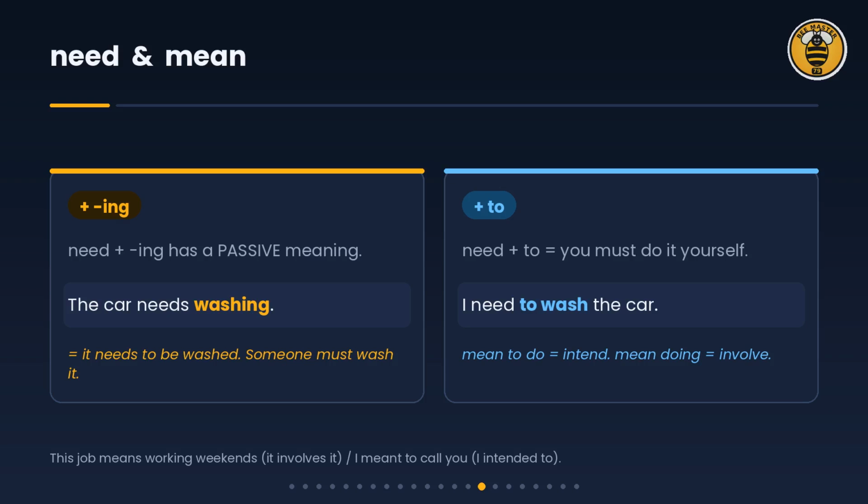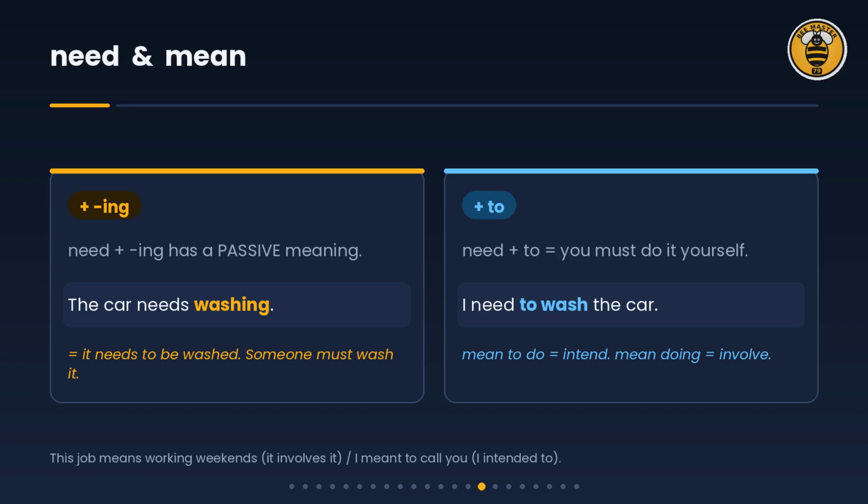Need is unusual because need plus ing has a passive meaning. The car needs washing. The car is not going to wash anything. It means the car needs to be washed by somebody. Compare it with the active version. I need to wash the car. Now the subject does the work.